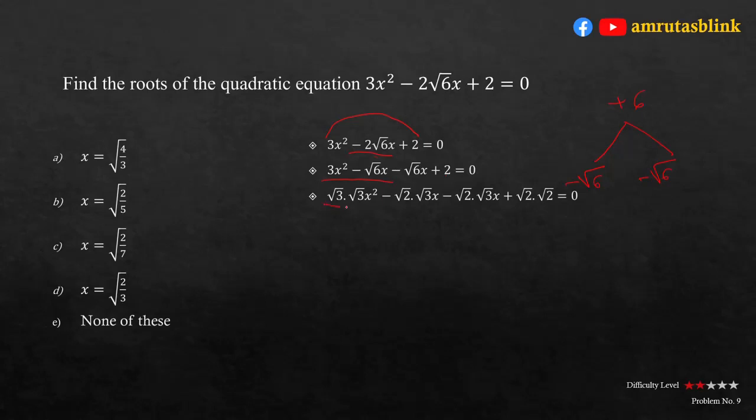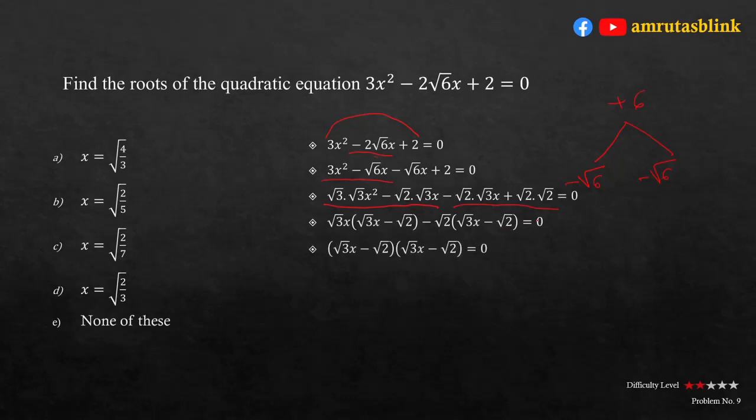Now if you observe these first two terms, you can easily take out root 3x common. So under bracket what will be remaining is root 3x minus root 2. Similarly, from this third and fourth term, you can easily take out root 2 common. So in bracket root 3x minus root 2 is equal to 0. So root 3x minus root 2 common into bracket root 3x minus root 2 is equal to 0. That is, root 3x minus root 2 bracket square is equal to 0. Hence root 3x minus root 2 is equal to 0.